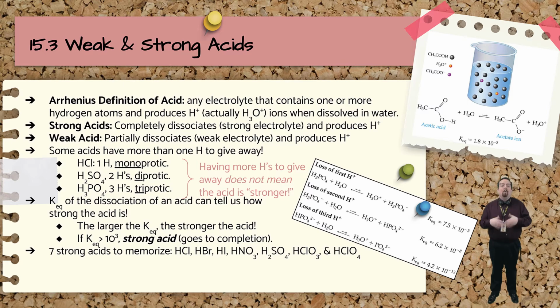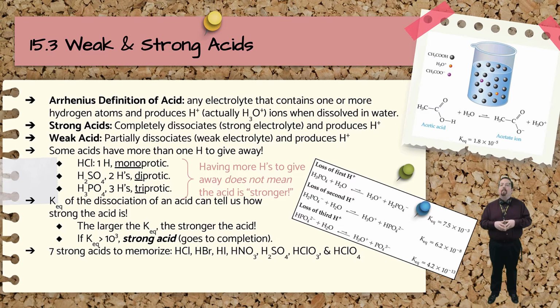Why is that? Well, according to Arrhenius, acids are electrolytes that produce hydrogen ions, or rather hydronium ions, in water. A strong acid, just like a strong electrolyte, will completely dissociate into ions, and a weak acid will only partially dissociate into ions. The main difference here is that acids don't produce just any old ion. They must specifically be able to produce H+ ions.